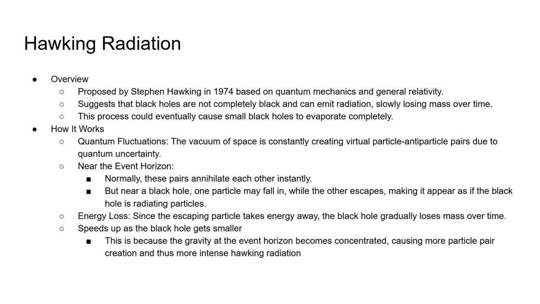And the slow taking of energy from the black hole by these particle antiparticle pairs eventually causes the black hole to lose all of its mass and evaporate. And this process actually speeds up as the black hole gets smaller, because the gravity at the event horizon, as the black hole becomes smaller, gets more concentrated. And the greater the gravitational force, the higher the frequency of these quantum fluctuations, which causes the creation of more particle antiparticle pairs, and thus more Hawking radiation as more of these particles escape and take from the black hole in order to annihilate themselves and preserve the laws of physics.